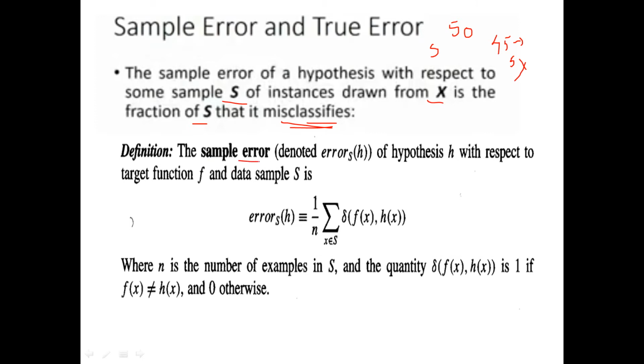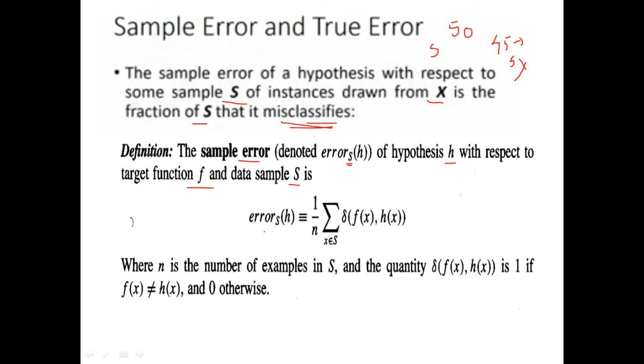So the sample error, which is denoted as error subscript S, this is very important. Note down, this subscript S means we are talking about sample error. So error subscript S of our hypothesis, the sample error of hypothesis h with respect to a target function, right? We are having a target function and a data sample.